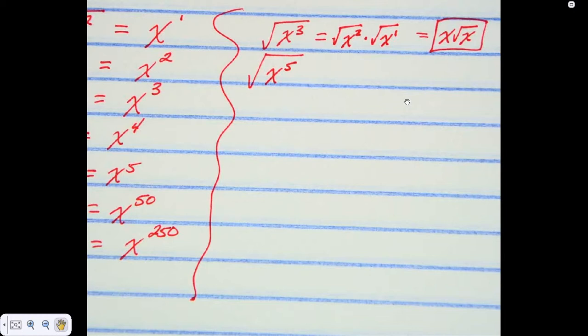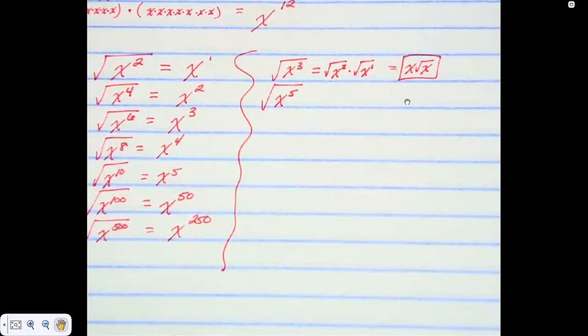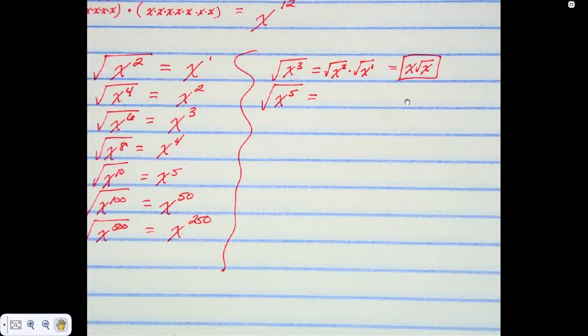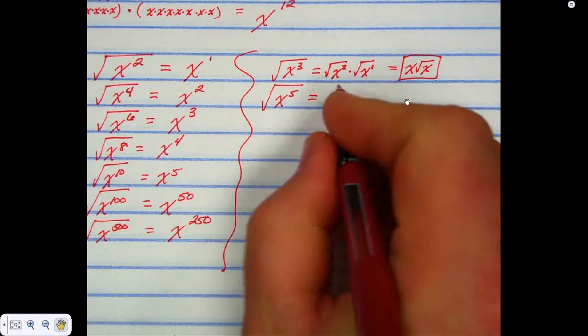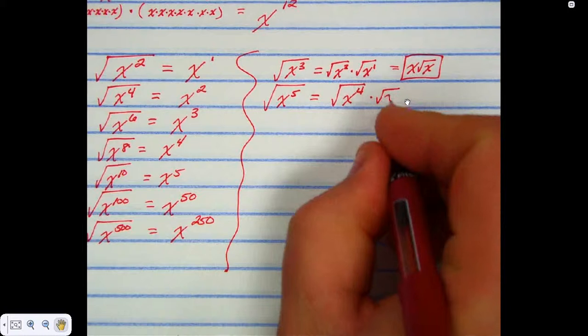Now let's try square root of x to the fifth. Is that going to come out even? Is that a perfect square? No. Because the exponent is what? Odd. However, finding the perfect square that's a factor of it is very easy. It's always going to be whatever that exponent is minus 1. So I'm going to break this up into, instead of x to the fifth, x to the fourth times square root of x.